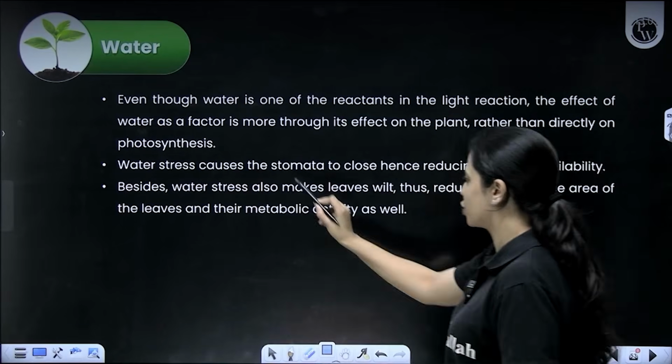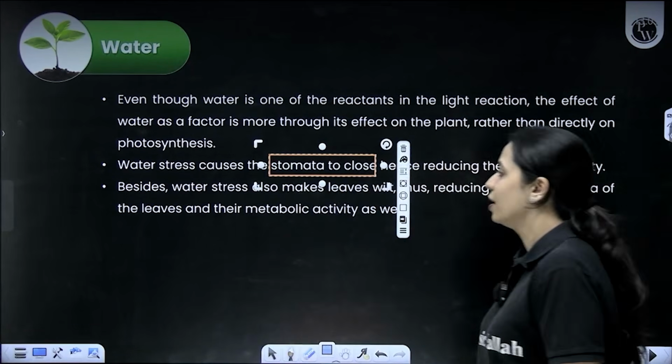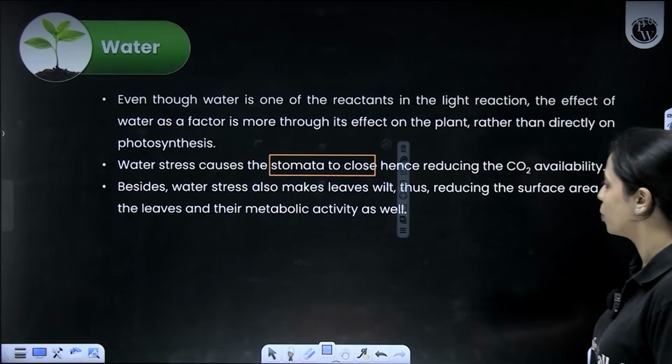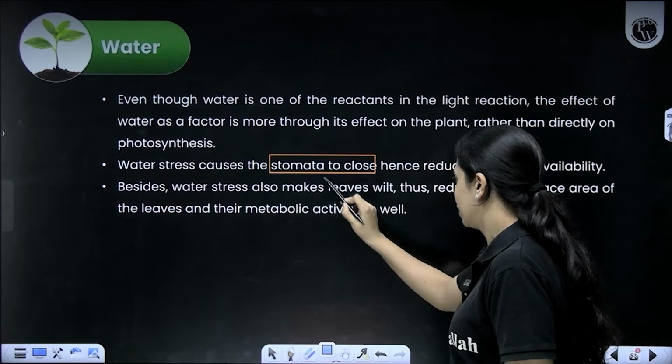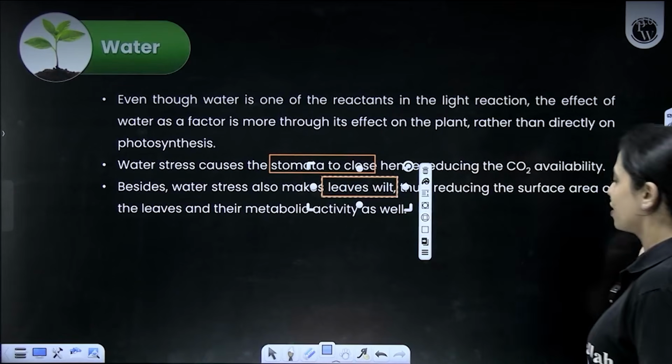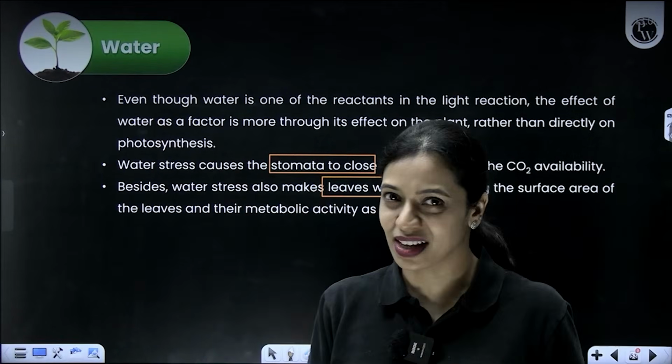Water stress causes stomata to close, hence reducing carbon dioxide availability. Besides, water stress also makes leaves wilt, thus reducing the surface area of the leaves and their metabolic activity as well. That's what I just said, right?